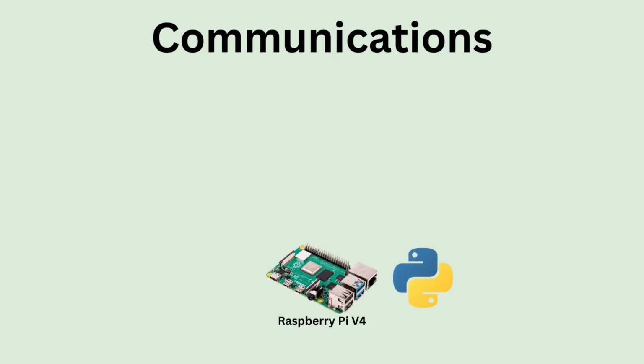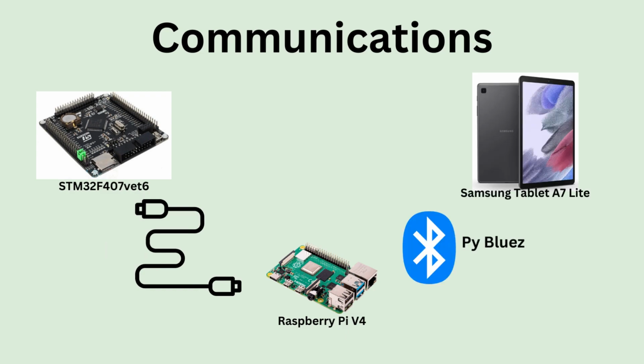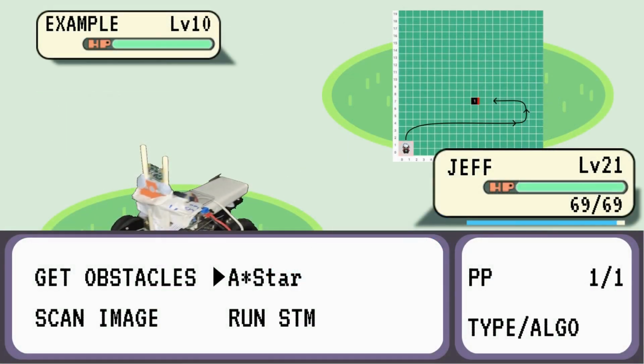To facilitate the different connections of the RPi, we use Python programming. We use PySerial to be able to send movement commands to the STM. For Android, we use PyBluez to allow remote connection via Bluetooth between the Android tablet and the RPi. Lastly, for the image recognition, we use Flask to send the image taken from the RPi to a remotely connected PC through Wi-Fi.